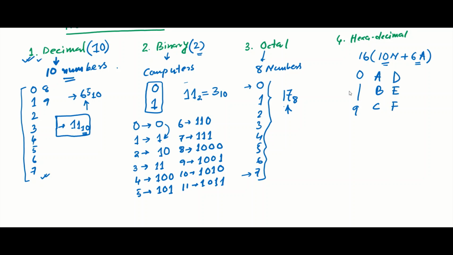Now if you count, there are 6 characters, and earlier there were 10 digits from 0 to 9. Combined, there are 16 in total. That's why the base for the hexadecimal number system is 16. Instead of uppercase alphabets, we can also use lowercase a, b, c, d, e, and f. It is also allowed. So we'll use either uppercase or lowercase.